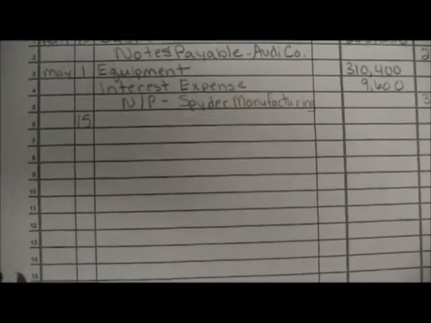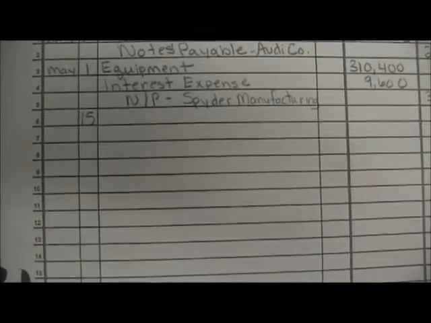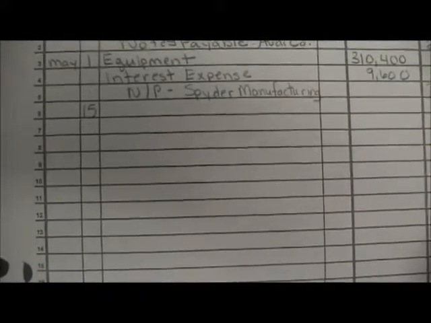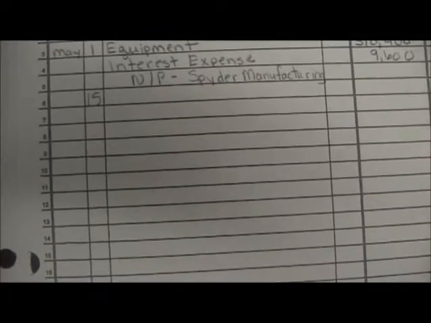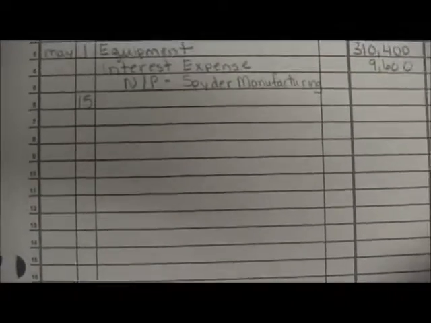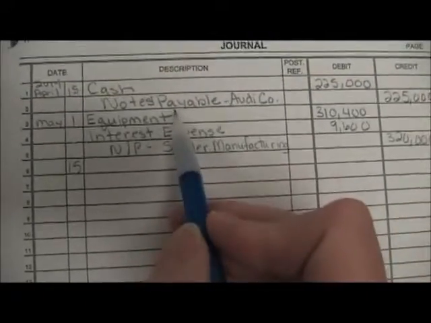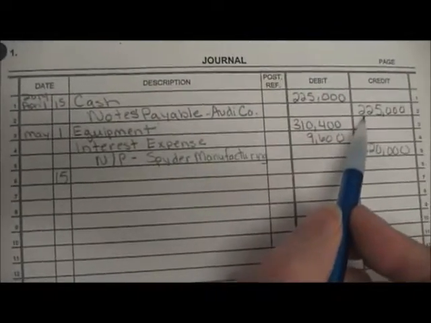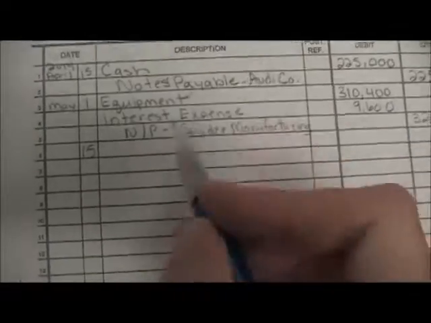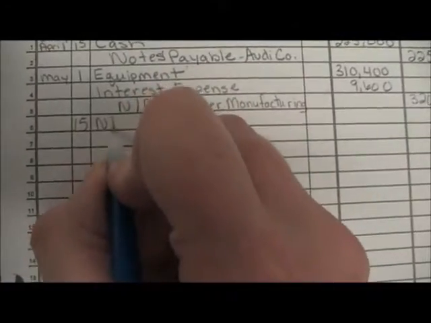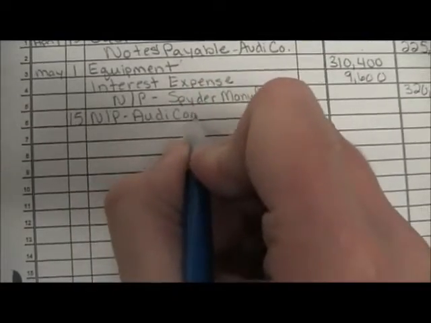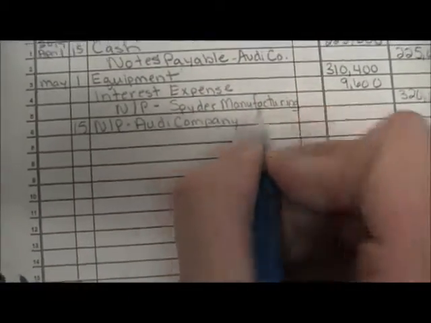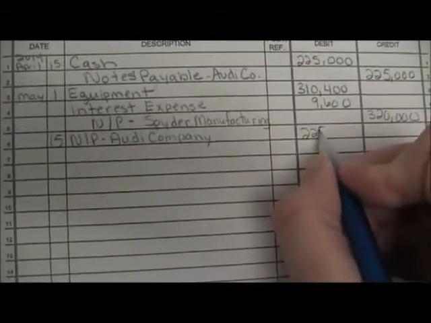The first thing it tells us is that we paid the interest due, and then we renewed the note. When they say we renewed the note, we kind of paid off the old one and then took out a new one, all in the same transaction. So the first thing we're going to do is pay off the old one. If we look up here, notes payable was credited for $225,000. So the first thing we're going to do is debit it for the same amount to show that we've paid this one off.